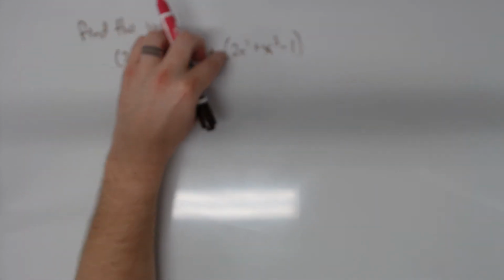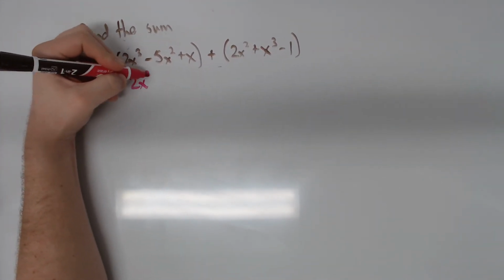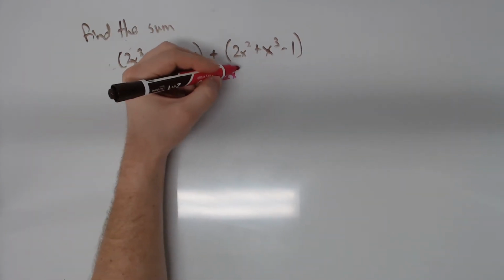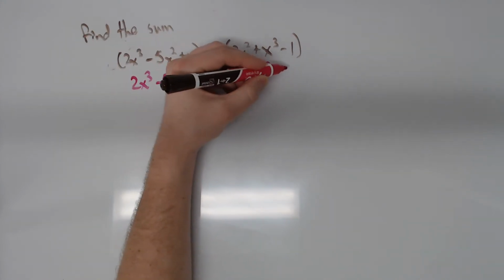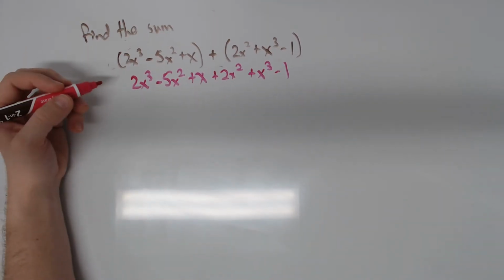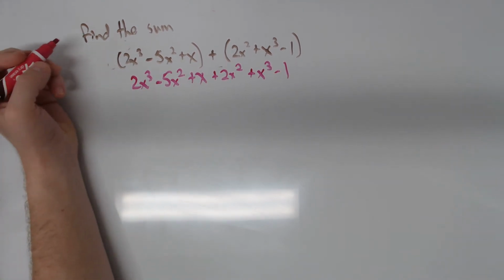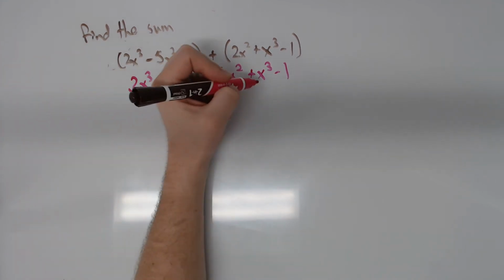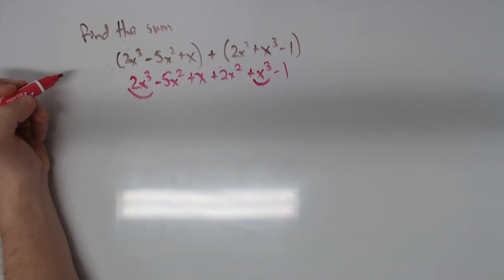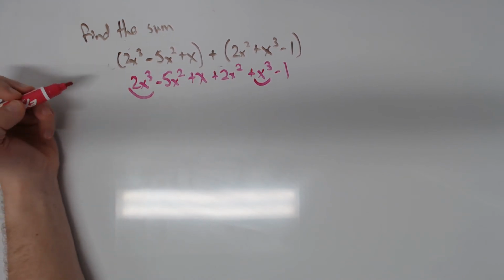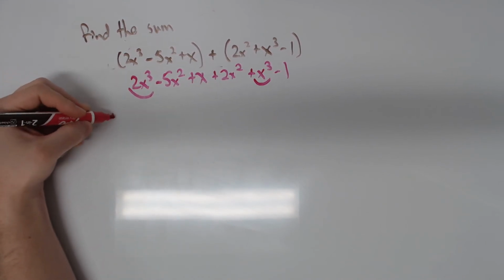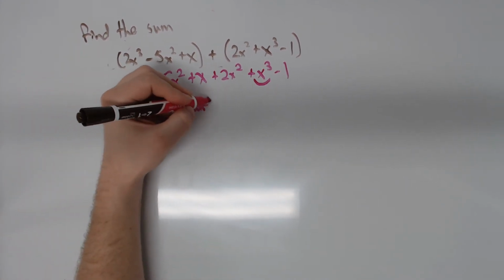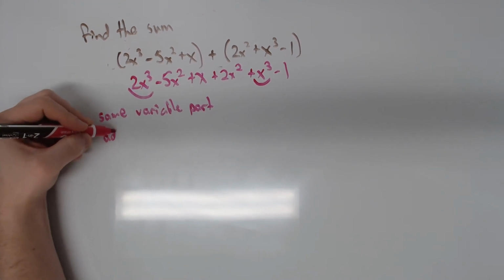So really this equation is just 2x cubed minus 5x squared plus x plus 2x squared plus x cubed minus 1. We'll pretend I distributed a 1. Nothing changes. So what I do now is I identify like terms, 2x cubed and x cubed, and then I add the numbers in front. So we need the same variable part, including exponent, and then we add the coefficients.